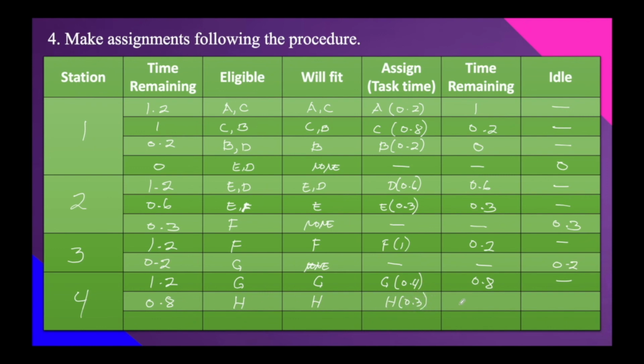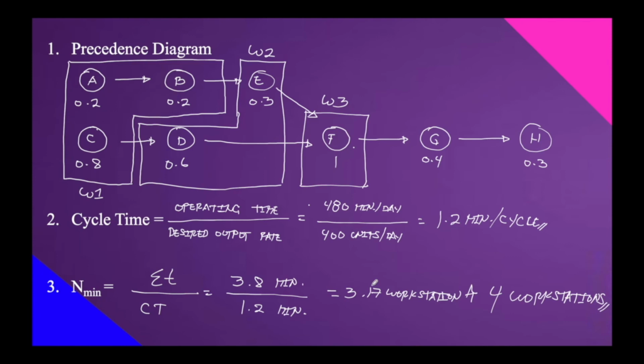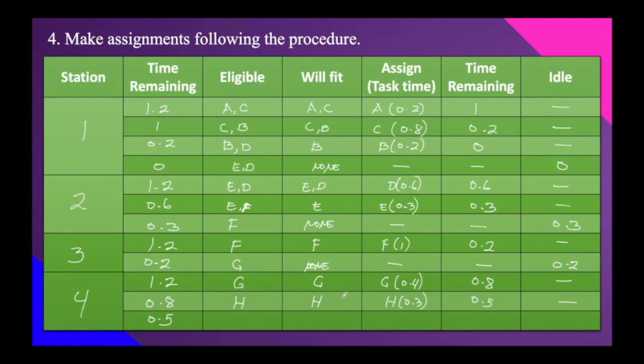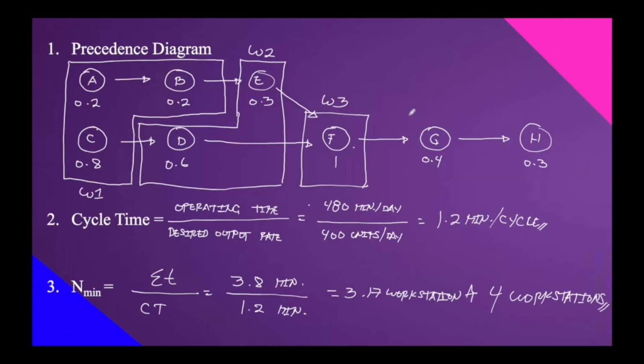0.8 minus 0.3, that is 0.5. We don't have any idle yet. Meron pa tayong time remaining na 0.5, pero wala na po tayong kadugtong na task based on our precedence diagram. So meaning, wala na po ito, and we have an idle time of 0.5 on the last workstation. Last workstation includes as a task G and task H. Okay, so ito ang ating workstation number 4. Magkasama sila.